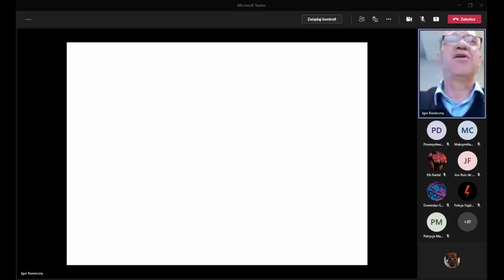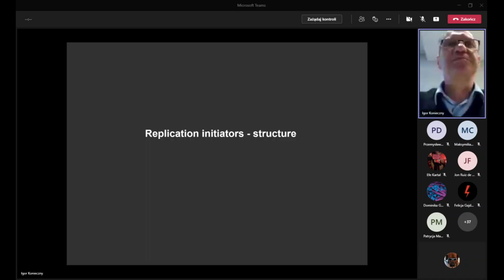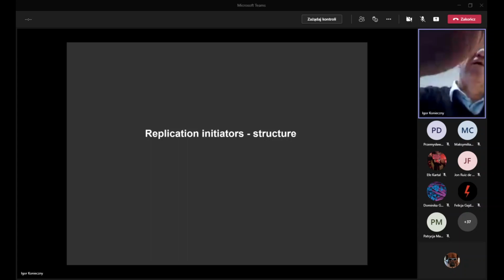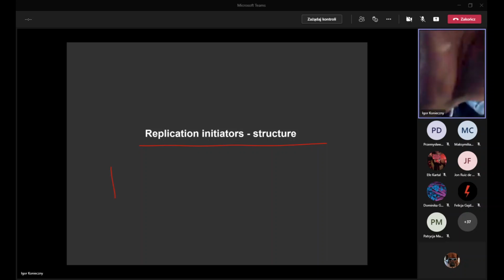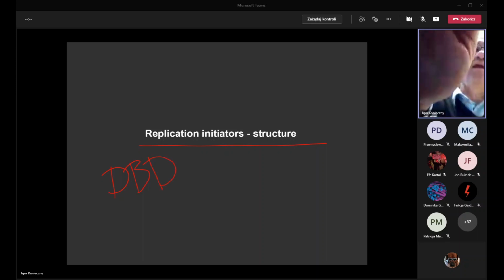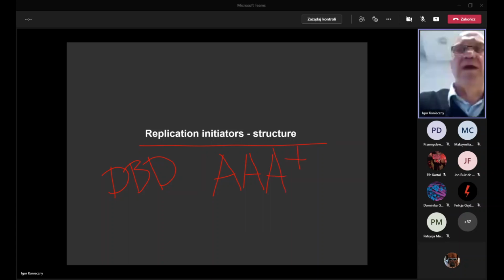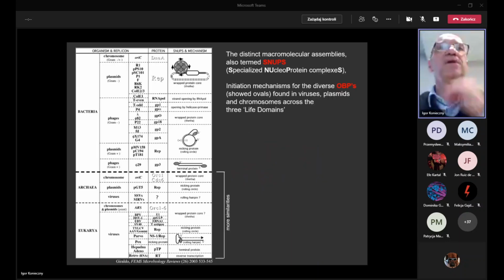Okay. So this is part 2 of the lecture, and we will talk a little bit about the replication initiator structures. We already mentioned a little bit, you remember the DNA binding domain and AAA+ domain as parts of DNA A protein. And I would like to give you a few terms.